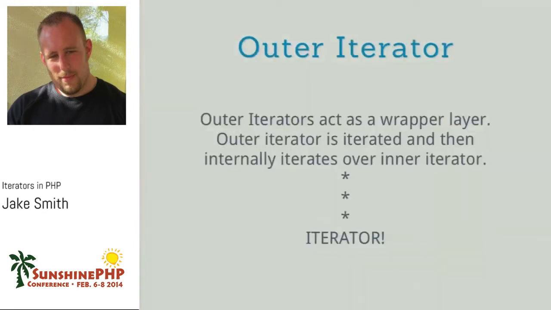Oh no, there's a lot more iterators. Get ready. So just read this one. I know you're not supposed to read the text, but I just love it so much because there's so many iterators. Outer iterators act as a wrapper layer. Outer iterator is iterated, then internally iterates over inner iterator. Everybody on the same page? Okay, that's what I thought.